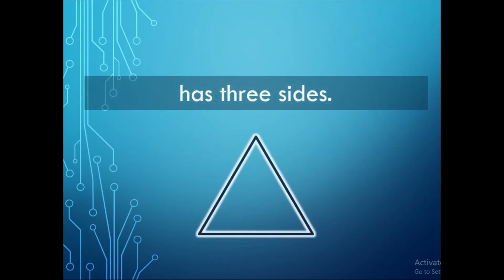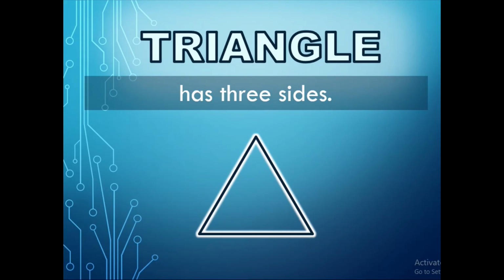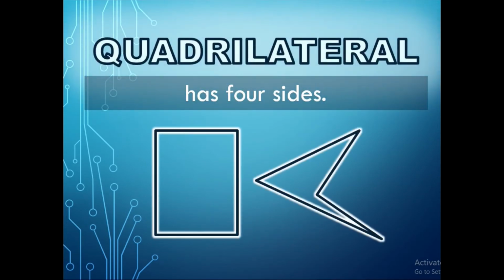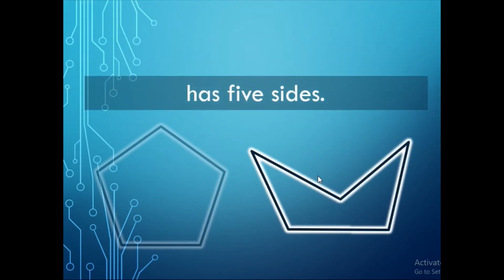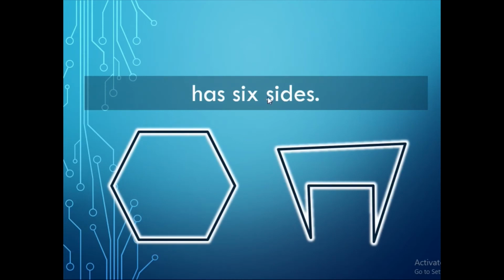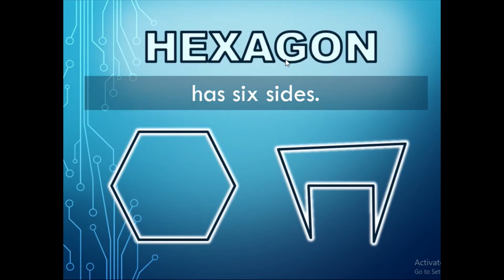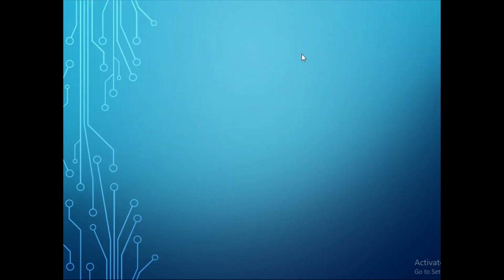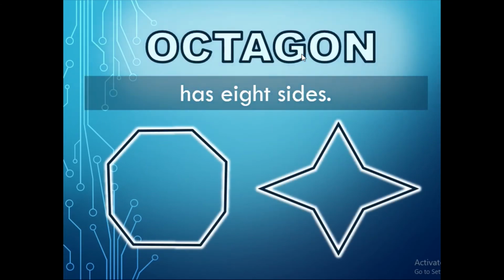If there are 3 sides or 3 interior angles, we call it a triangle. If there are 4 sides, then that's called a quadrilateral. The first quadrilateral is a convex quadrilateral while the other one is a concave quadrilateral. If there are 5 sides, we call it a pentagon. If the polygon has 6 sides or 6 interior angles, let's call it a hexagon. If there are 7 sides, then it is called a heptagon. If there are 8 sides, it is named an octagon.